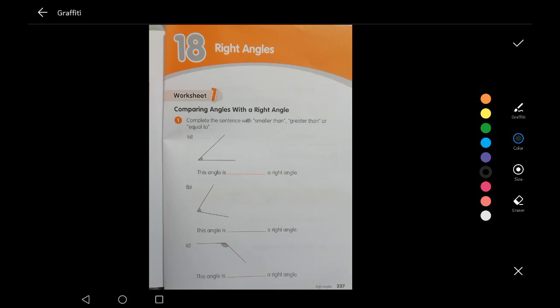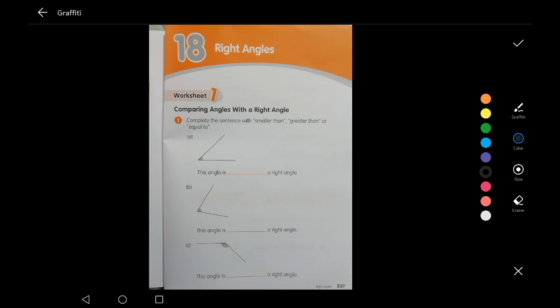So, today we are going to solve page 237. Please open your activity book on page 237 and we are going to start solving question number 1 together. Now, question number 1. Complete the sentences with smaller, greater, or equal to right angles. Okay, so as we can see here, we are going to compare those angles with a right angle.